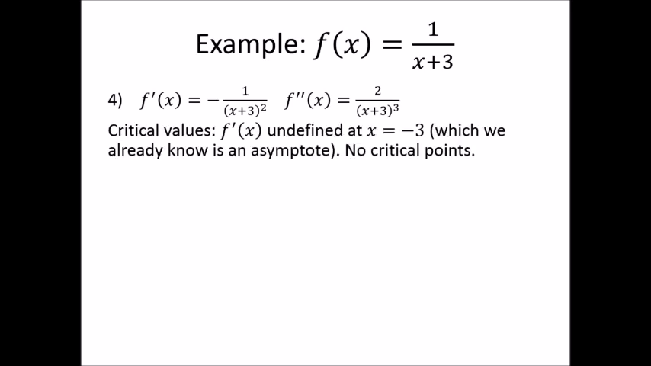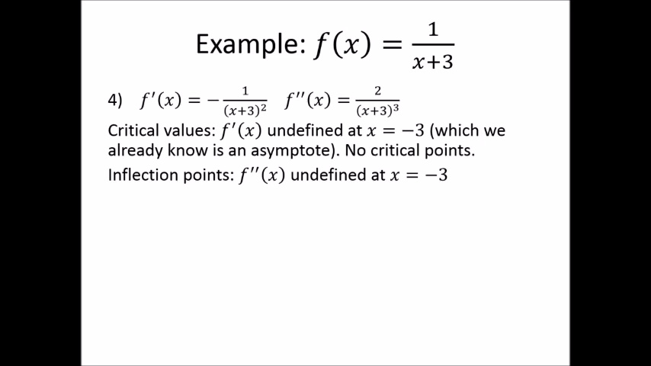So we look for critical values. The first derivative is undefined at x equals negative 3, but we already know that's an asymptote, so it can't be a critical point for a minimum or a maximum. For the inflection points, again, the second derivative is undefined at x equals negative 3. So I need to check what's going on with its convexity or concavity to the left and to the right. So I'm going to pick 2 test points.